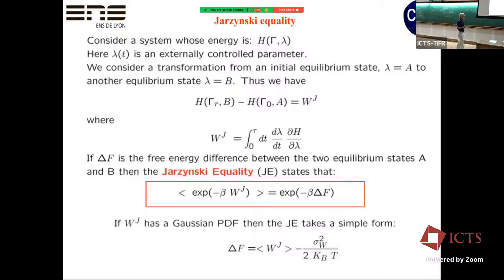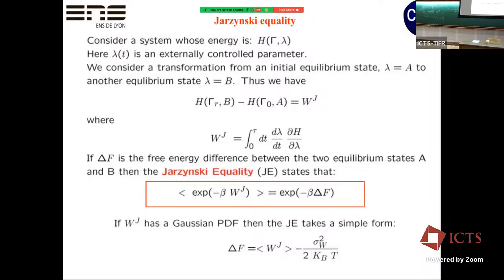And now this is a strong statement because it is telling you that, independent of the kind of transformation that you're doing, which can even be very fast, the only trick that you are using is the fact that you are doing an exponential average. Fluctuations play an important role in that.